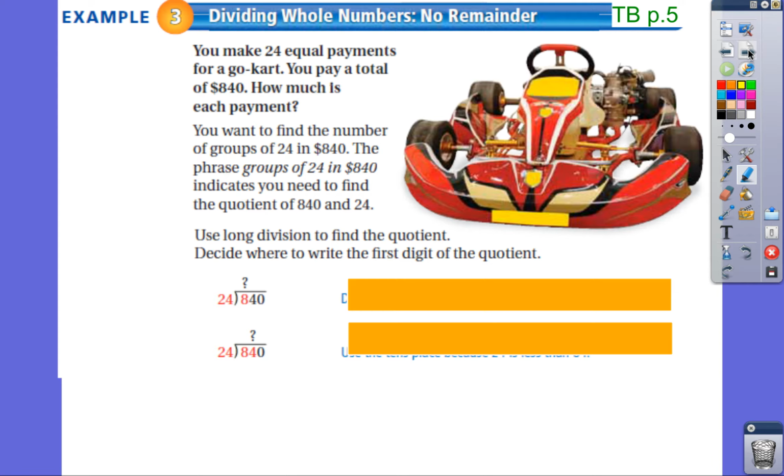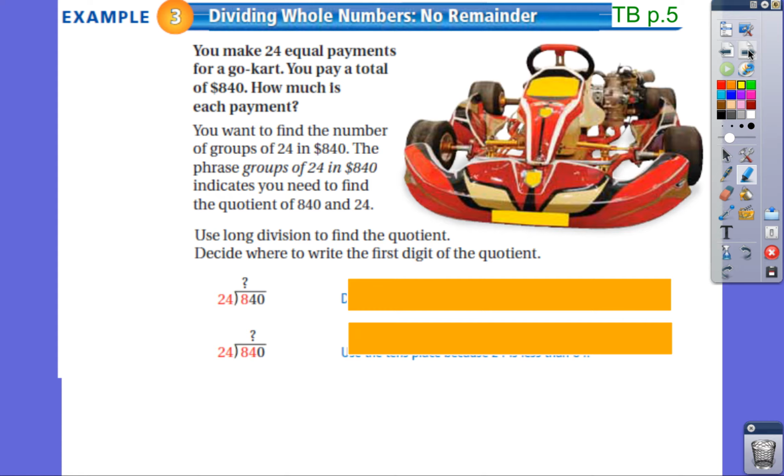Okay, let's take a look at example 4 on page 5 of your math textbook. This is going to be dividing whole numbers, no remainder. What we have here is an example where you are making 24 equal payments for a go-kart. The total cost of the go-kart is $840. They want to know how much is each payment.